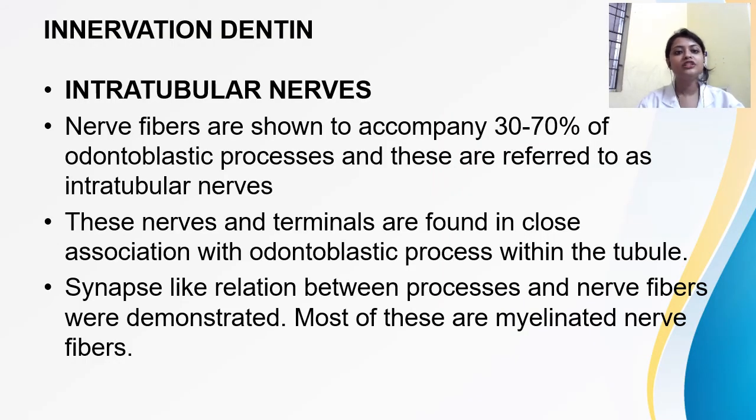Now coming to the intratubular nerves. It is the innervation of the nerve. Under that only we will find the nerves. Nerve fibers are shown to accompany 30 to 70% of the odontoblastic processes, and these are referred to as intratubular nerves. These nerves and terminals are found in close association with odontoblastic processes within the tubule. Synapse-like relation between process and nerve fibers was demonstrated. Most of these were myelinated nerve fibers. So most of them will be myelinated.